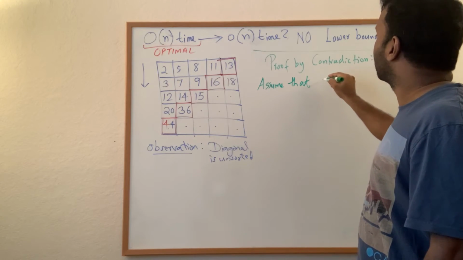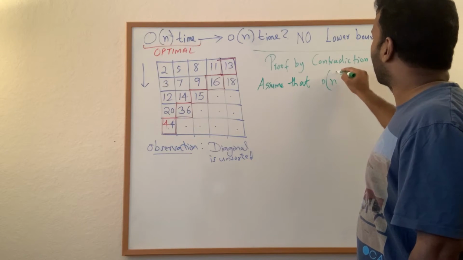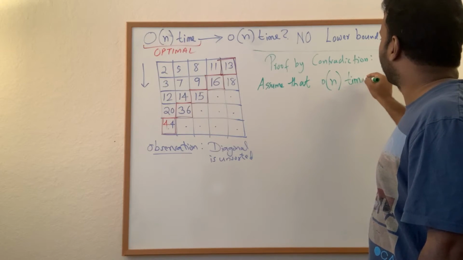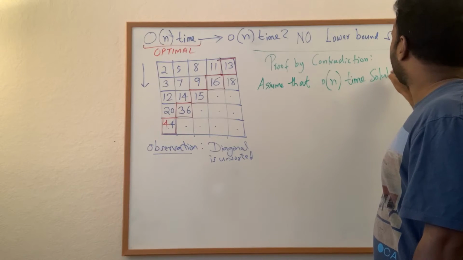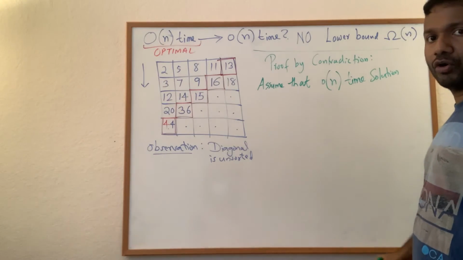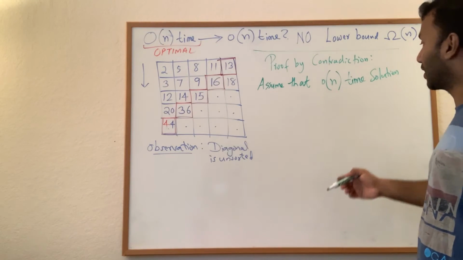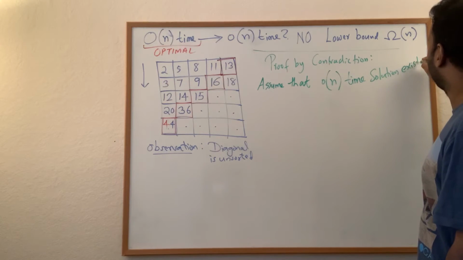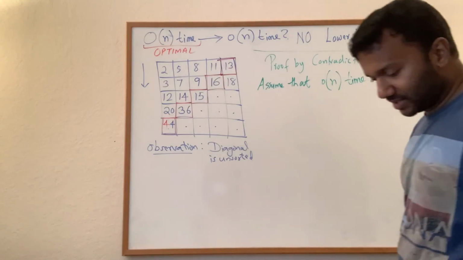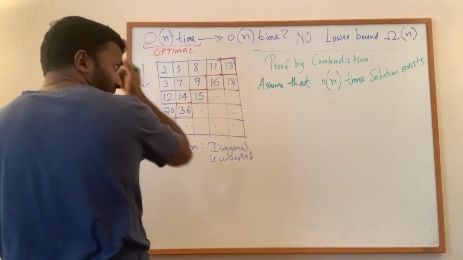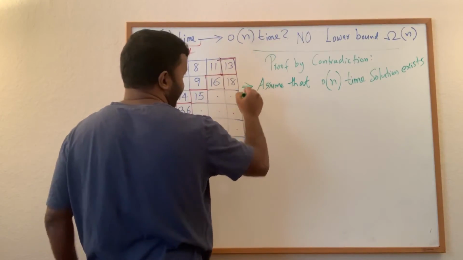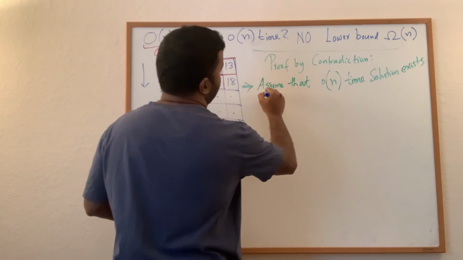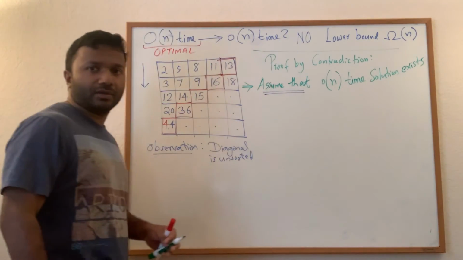So let's assume that an O of n time solution exists, that there is an algorithm that can solve it in O of n time. This is our assumption, and we have to prove that this assumption is wrong.